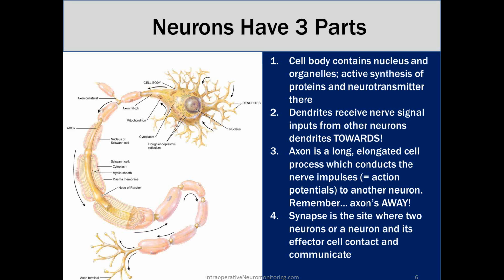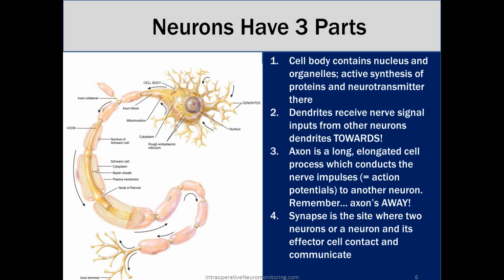The dendrites receive nerve signal inputs from other neurons and other dendrites and move it towards the cell. So we can see the arrows here. The dendrites, these are kind of your antennas. It's the one that's picking up all the information to be brought to the cell body, to be processed, and then to be shipped back out through the next area, which is the axon.